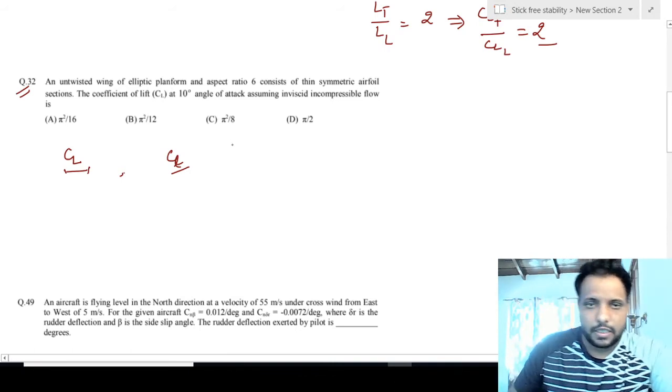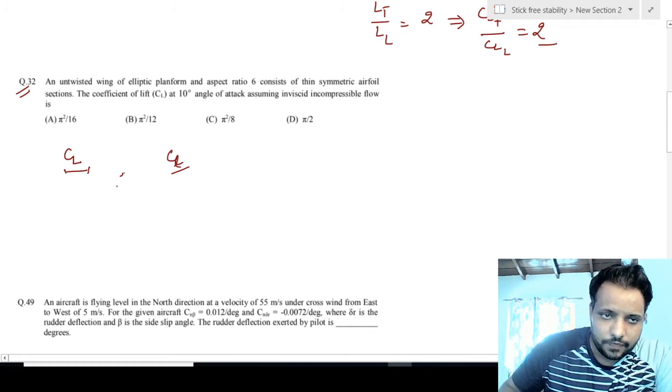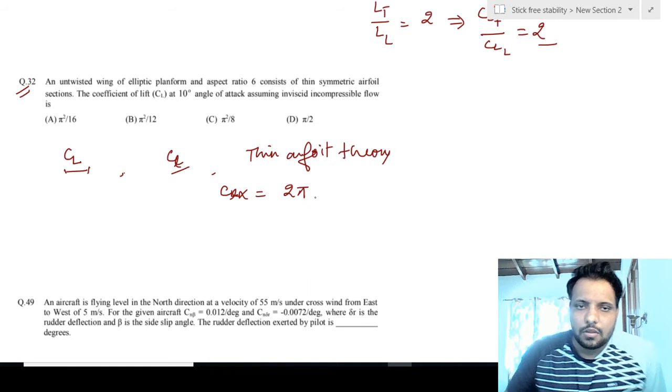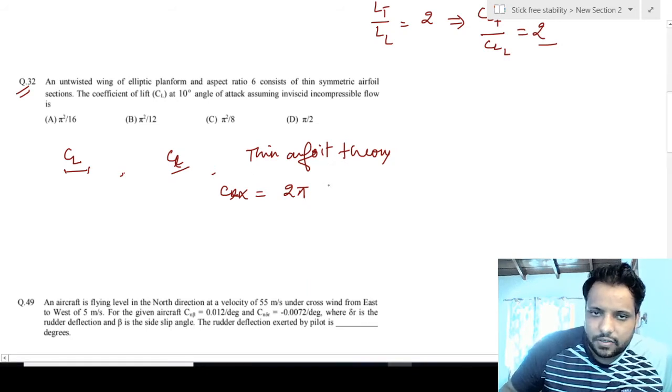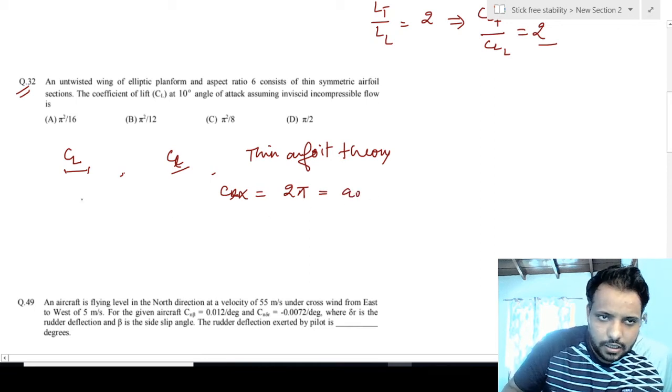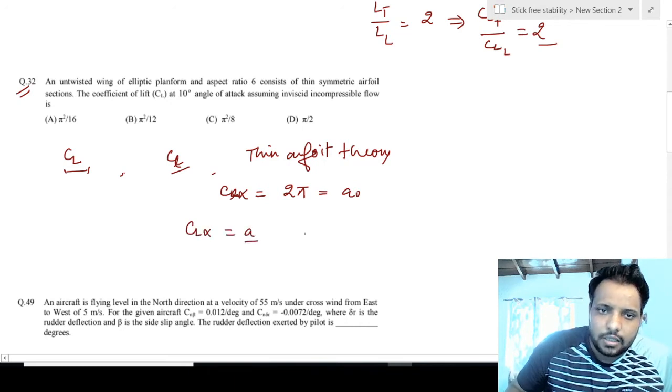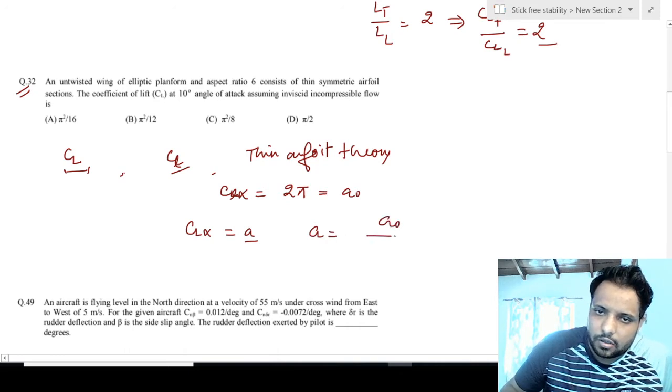So if I look at the thin airfoil theory, according to thin airfoil theory, we know that Cl alpha is 2 pi and Cl alpha is also denoted by A naught, and the relation between A naught and A, where Cl alpha for wing is denoted by A, is given by this formula, A = A naught upon 1 plus A naught upon pi e AR.